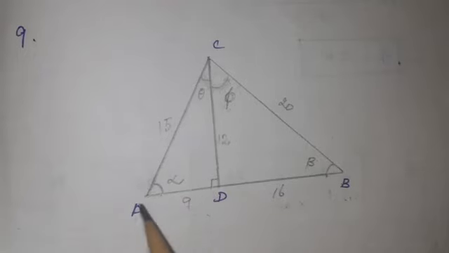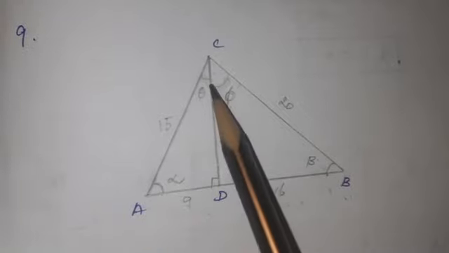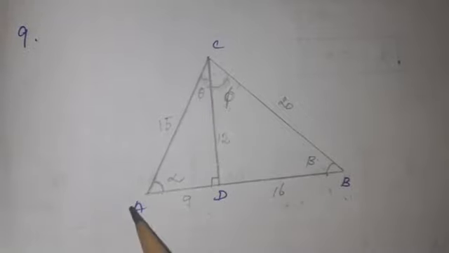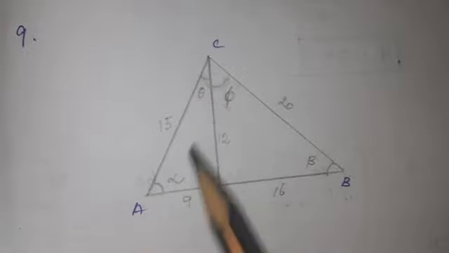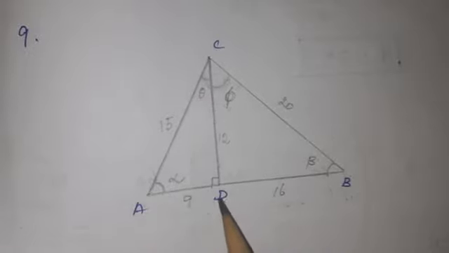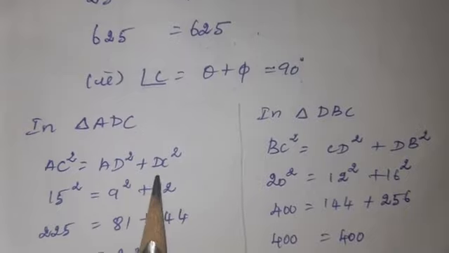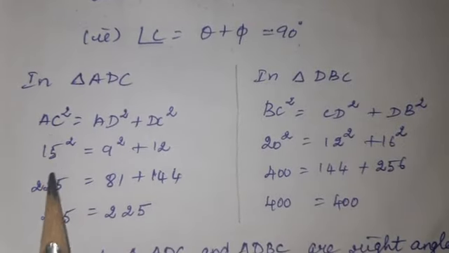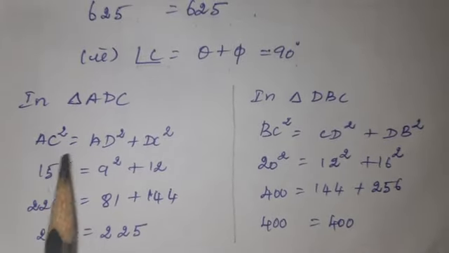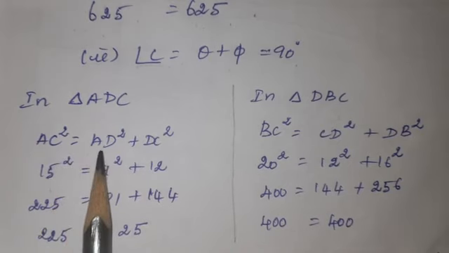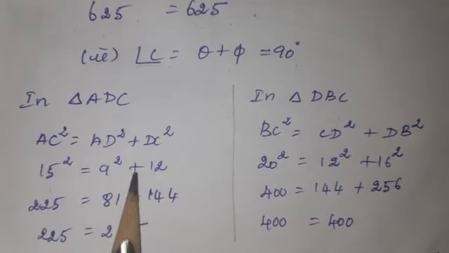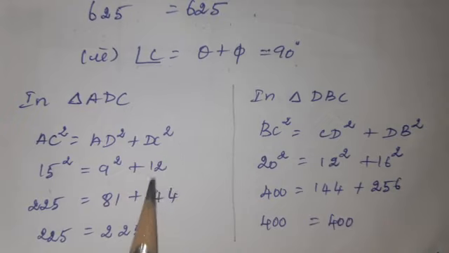I am considering triangle ADC. Here it is a right angle. What is the hypotenuse? AC is the hypotenuse. That means by using the Pythagoras theorem, AC square is equal to AD square plus DC square. AC value is 15, as given in the question, so 15 square is equal to AD value 9 square plus DC. In the diagram, the DC value is given as 12, so 12 square.